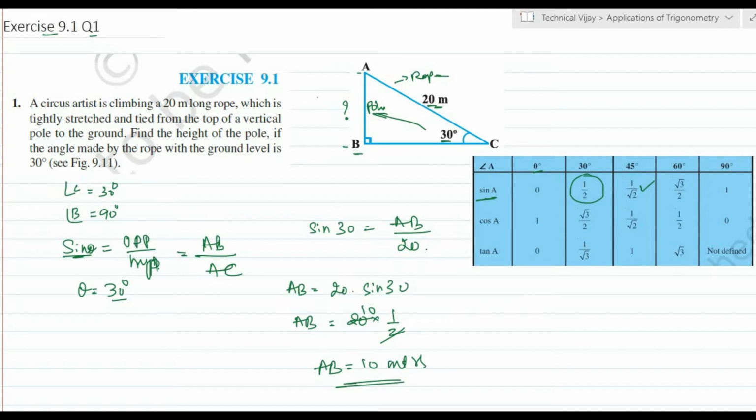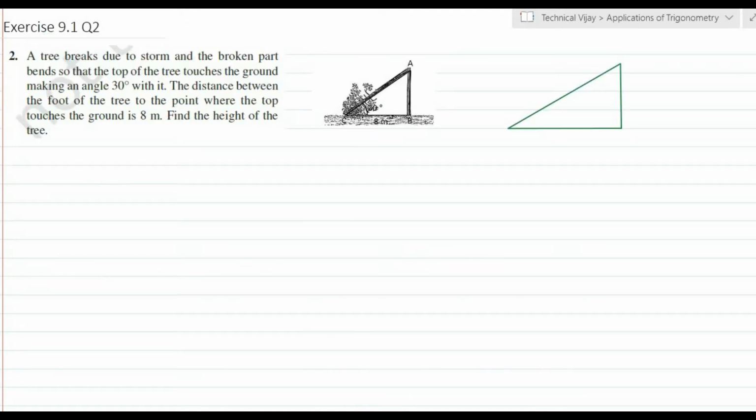This is equal to 10 meters. That's what was asked: find the height of the pole. That is, the pole height is 10 meters. So, exercise 9.1, question number 2.